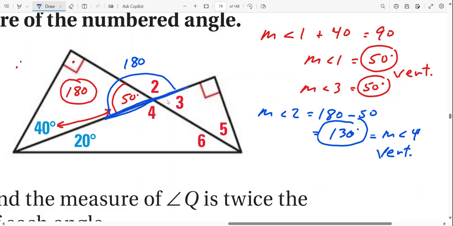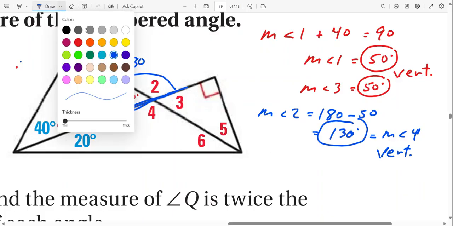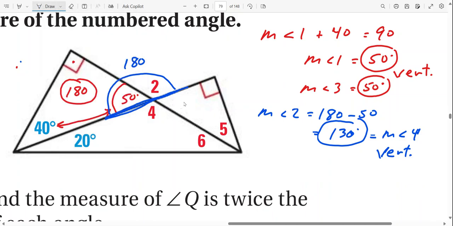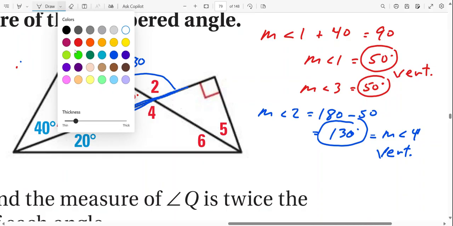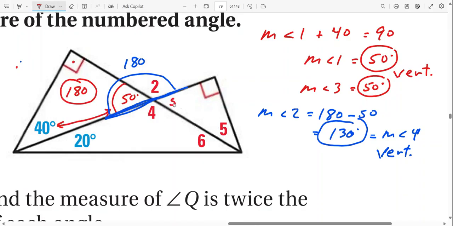All right, so we did angle 3 and 4. Maybe I'll just fill in the 1 for 3 here to make it easier to see. We said angle 3 is 50. So I'll put a 50 here. And how would I find angle 5?